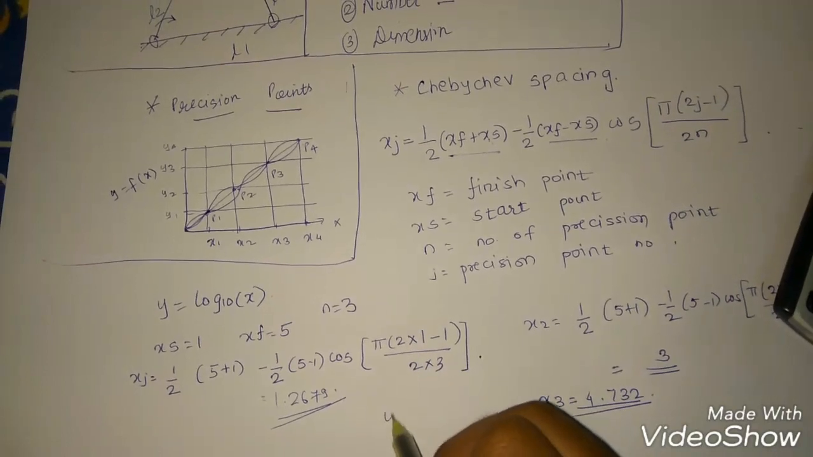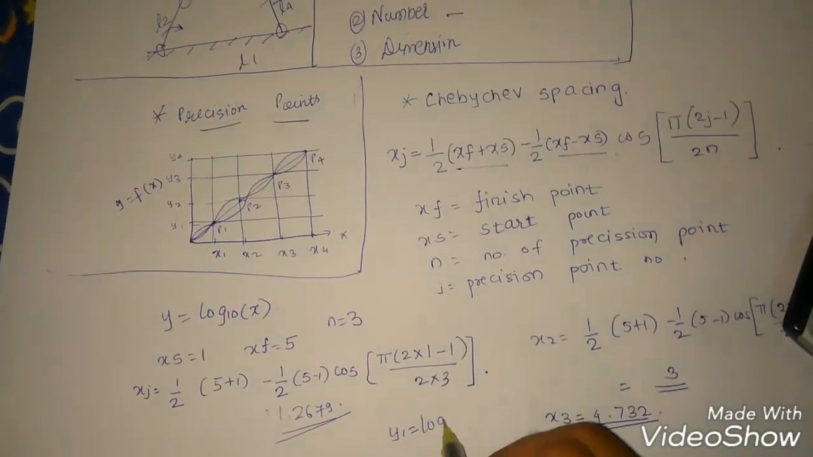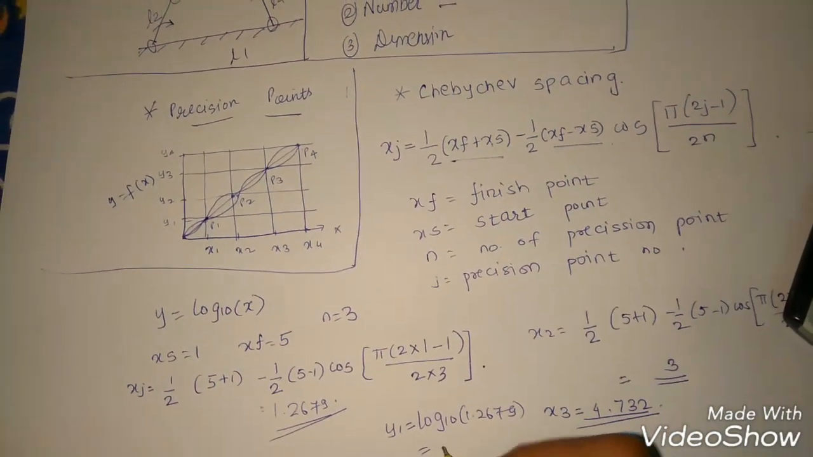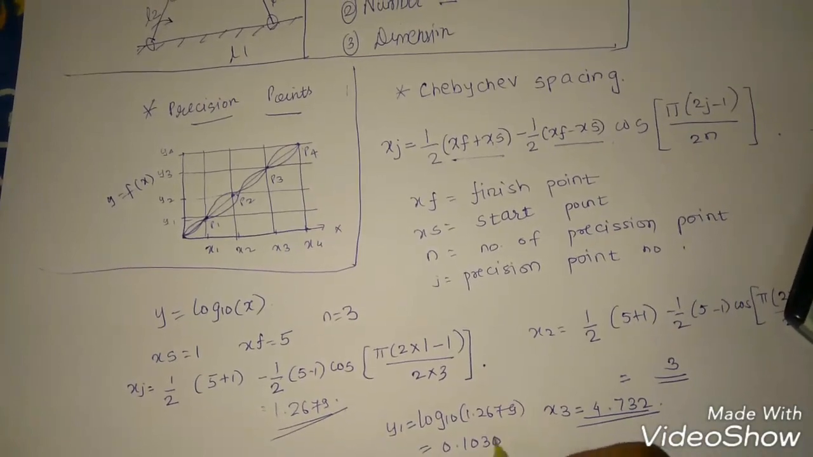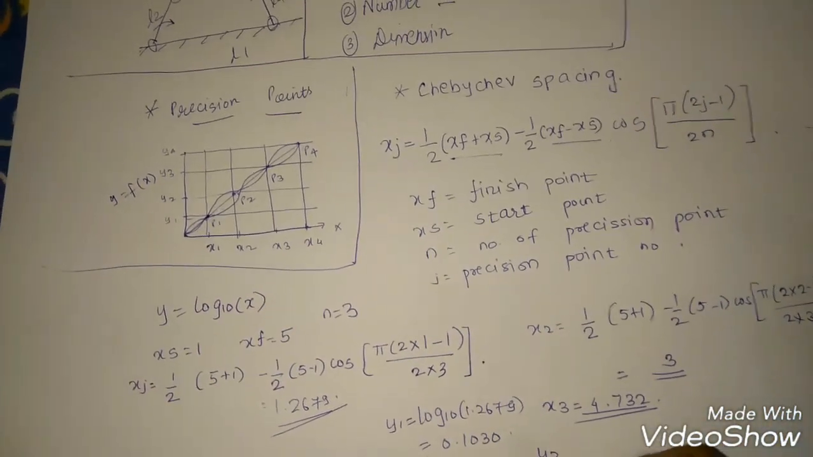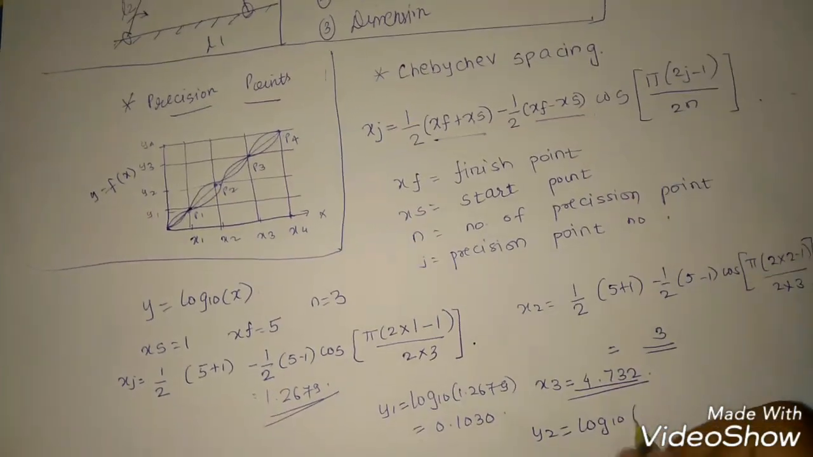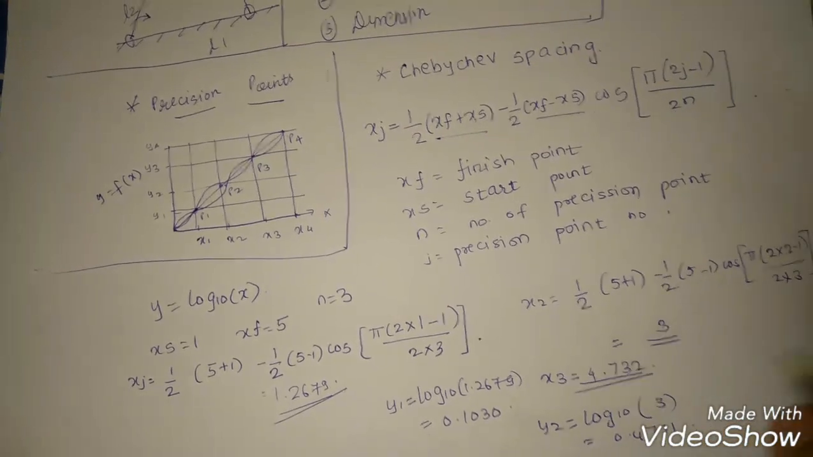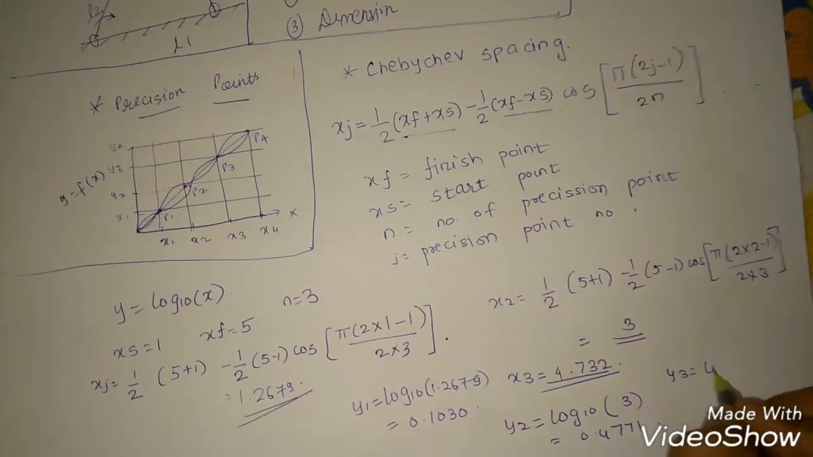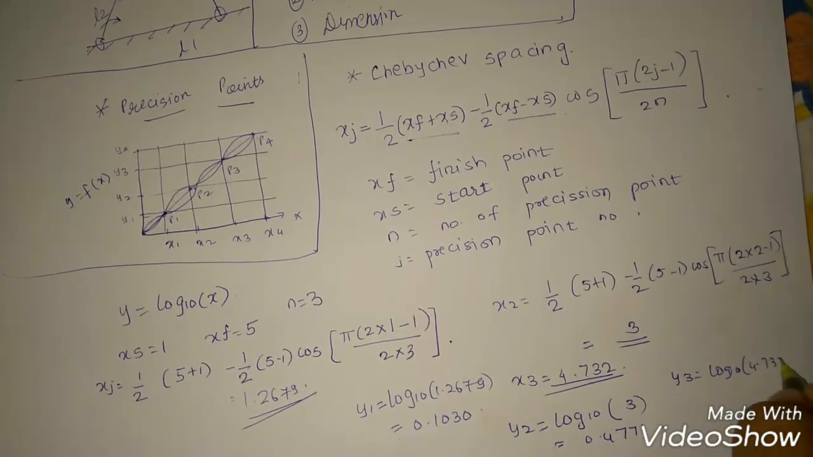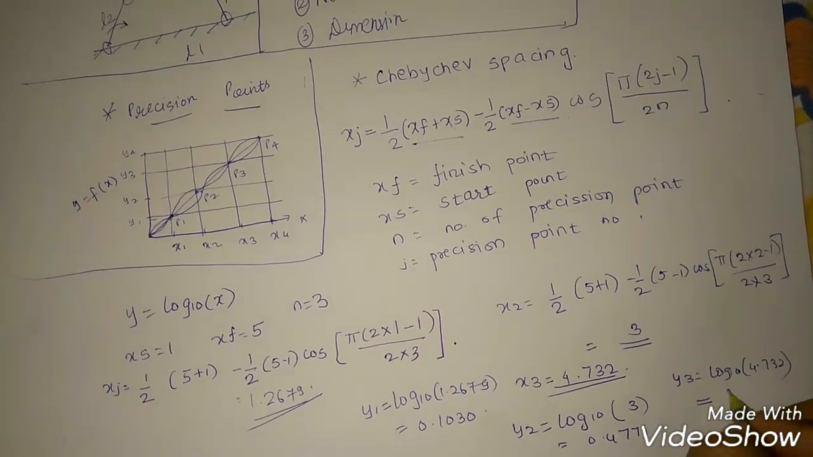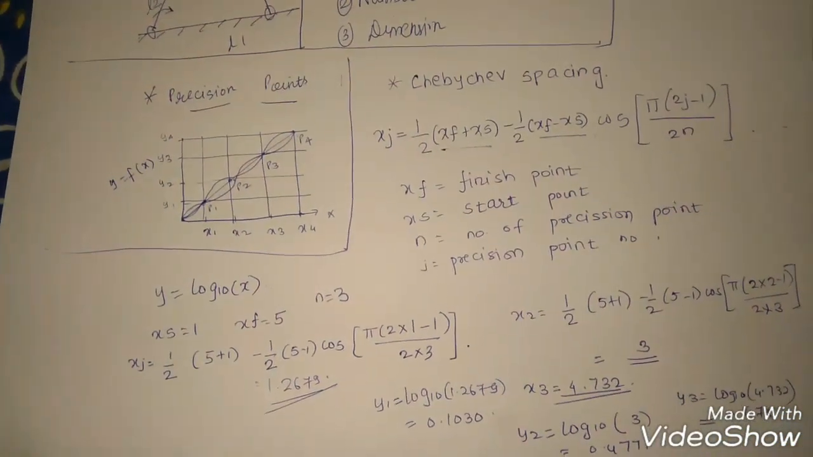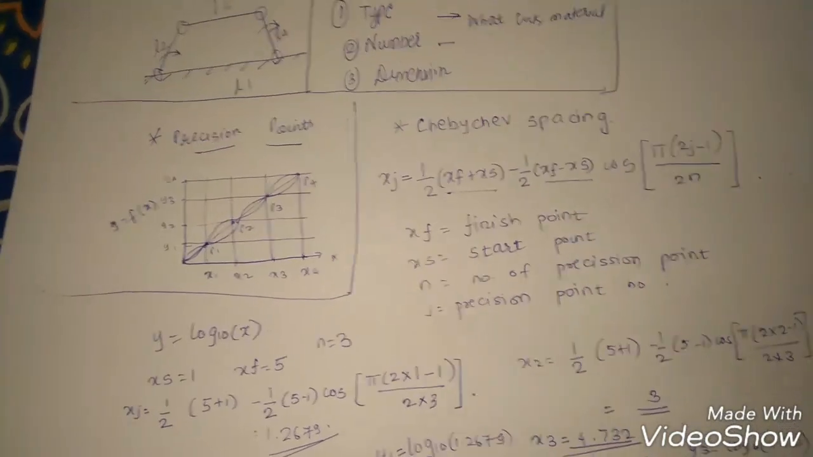So we can calculate y1 by putting it in the function log base 10 of 1.2679, which will be approximately 0.1030. y2 will be log base 10 of 3, which is equal to 0.4771, and y3 will be log base 10 of 4.732, which will be approximately 0.675. So friends, this is Chebyshev spacing, and I'll come back to you with another video, sharing another topic.